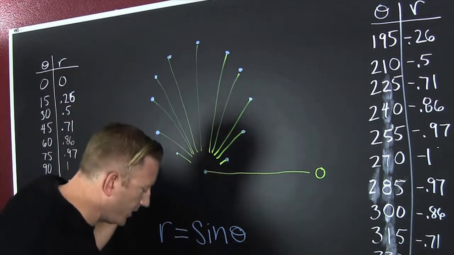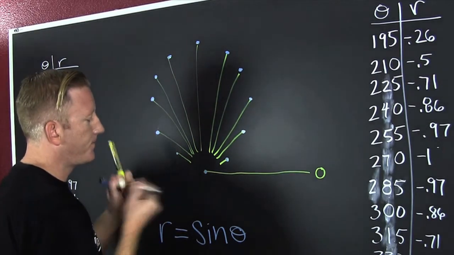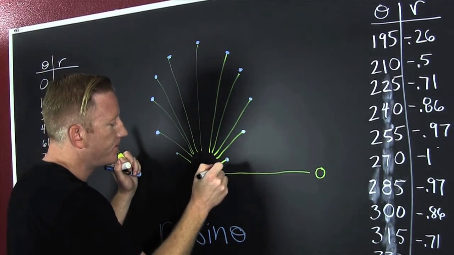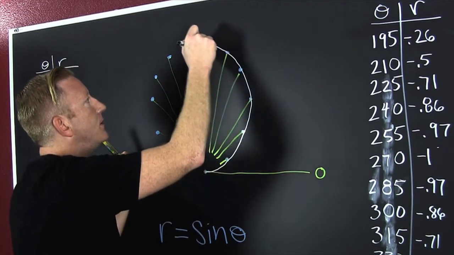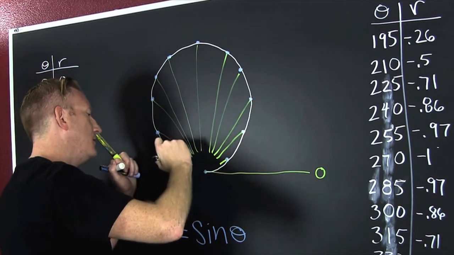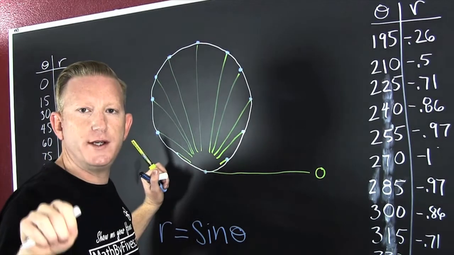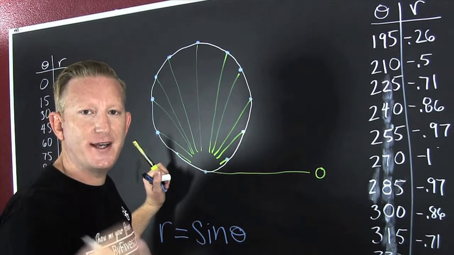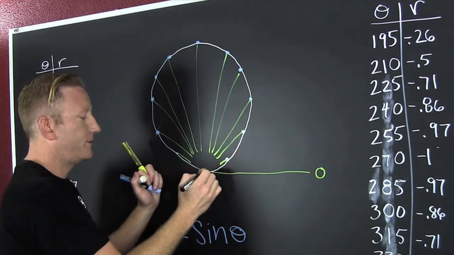But when we connect all of these dots, it creates a circle. But it doesn't go around once. It goes around twice. What comes around, goes around.